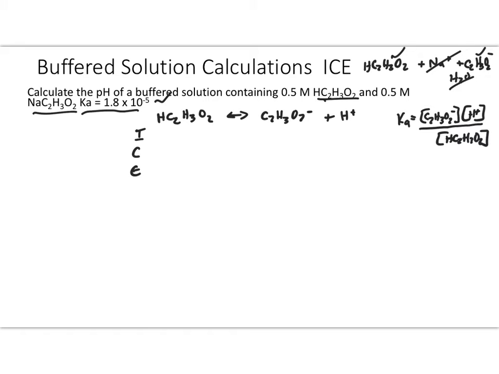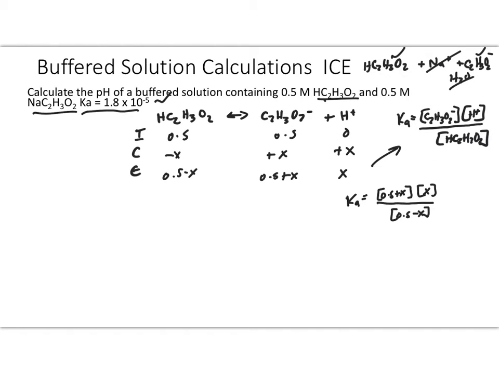So now that we have our ICE table set up and we have our equilibrium expression, let's plug in the values that we know. So we know that we have 0.5 molar concentration for each of our species here, acetic acid and the acetate ion, and then of course no H plus. We indicate our changes like we have in the past, and then we get our values relative to X in our equilibrium positions. We're then going to take our equilibrium values and plug them into our Ka expression.